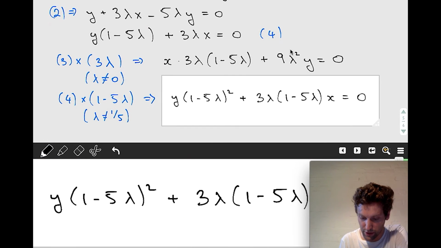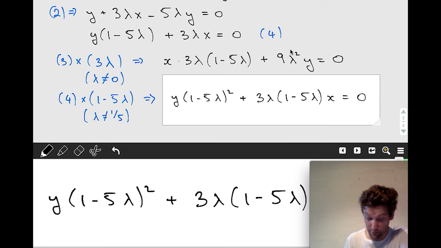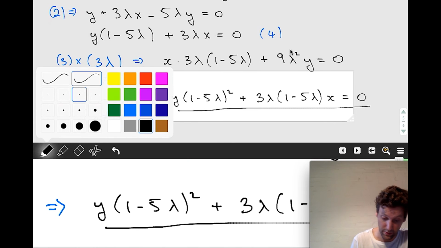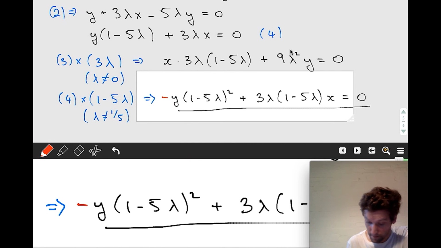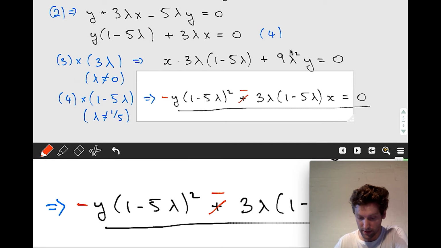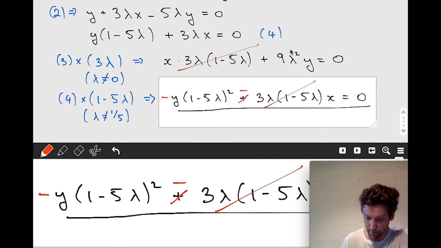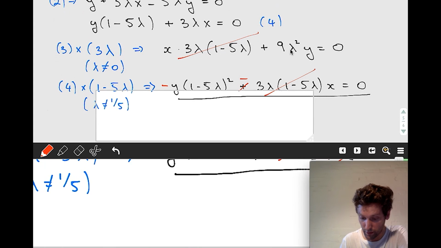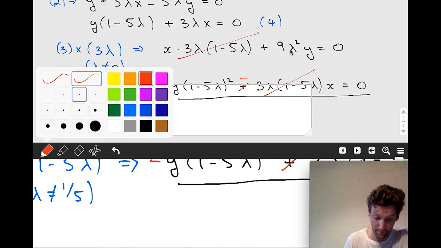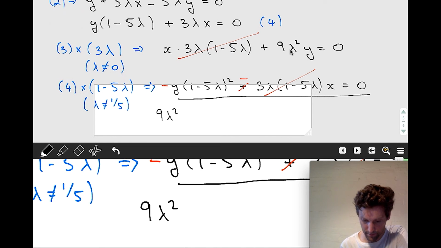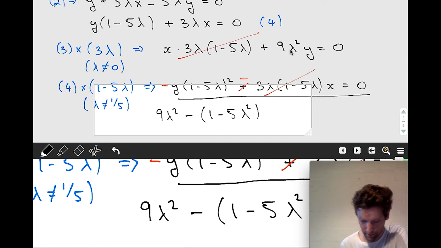I now have two expressions here that I can subtract from one another. So let's subtract the bottom expression. Let's put some minus signs on it. I'm going to subtract these two expressions. You see that this expression here cancels with this expression here, giving me a single expression for y in terms of lambda. So that's going to give me 9 lambda squared minus 1 minus 5 lambda squared all times y is equal to 0.